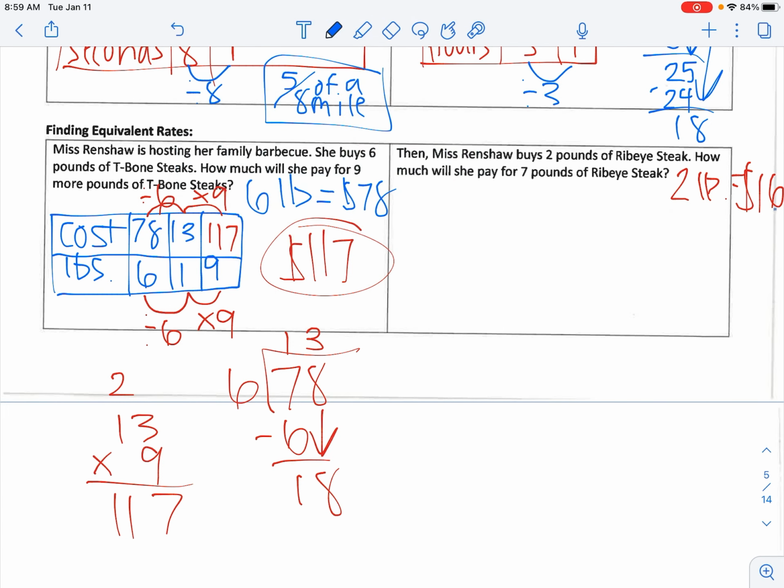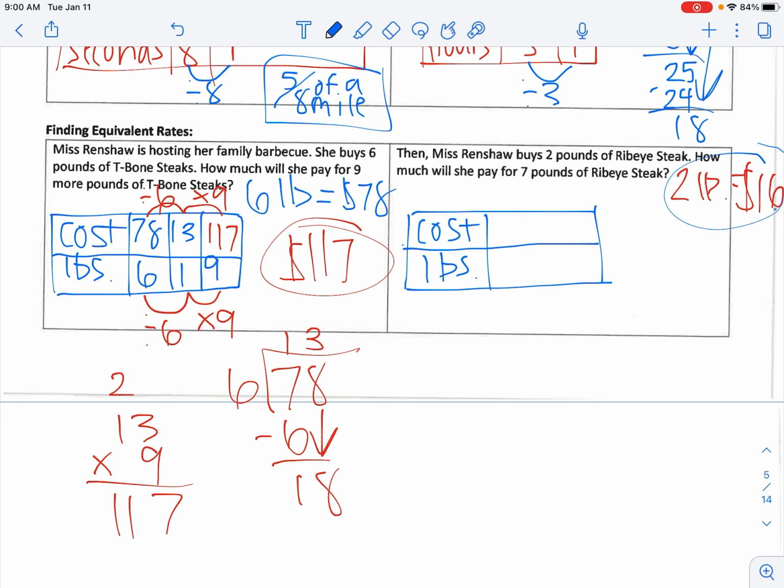Okay, so I'm going to start with my ratio table. I'm going to do the same thing that I did on the left. So I'm going to have cost, and I'm going to have pounds. So my starting ratio is 2 pounds is $16. It says Miss Renshaw buys 2 pounds of ribeye steak for $16. How much will she pay for 7 pounds of ribeye steak? So I'm trying to get to 7 pounds. So I'm going to go find my unit rate.